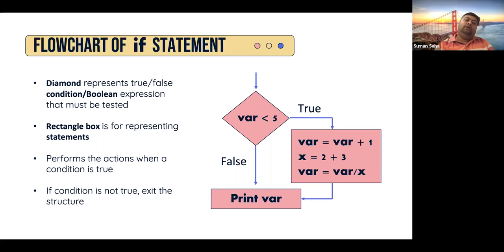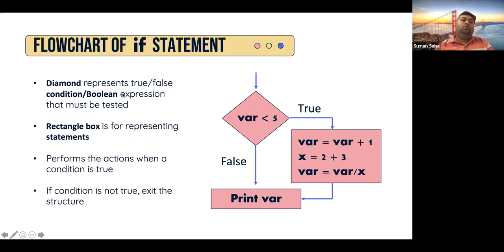In these flowcharts, you see this diamond sign. This sign is for Boolean expressions. If this Boolean expression is true, then we jump to this block and it does all these operations. If the Boolean expression is false, it jumps to this statement. If the Boolean expression is true, it goes to this block, applies all those statements, then goes to print var. You see the path finally goes to print var. But if var less than 5 is false, then it goes to print var directly. It just skips this whole thing.